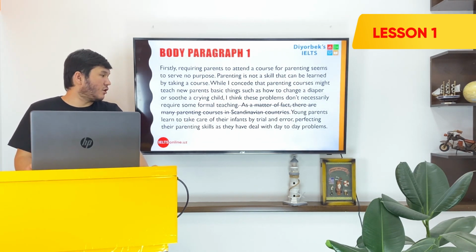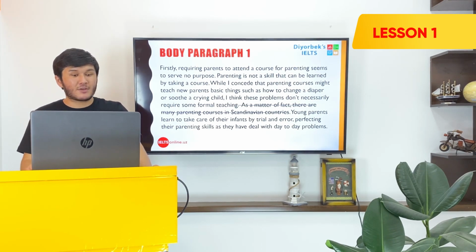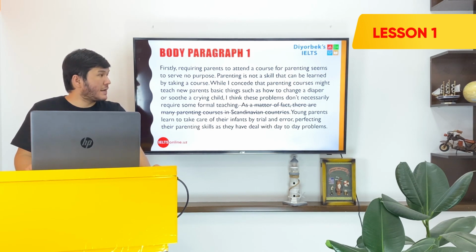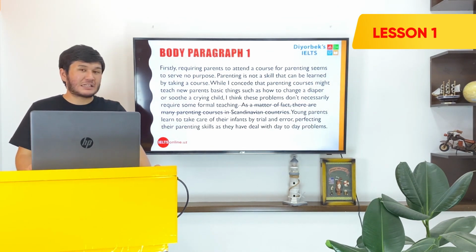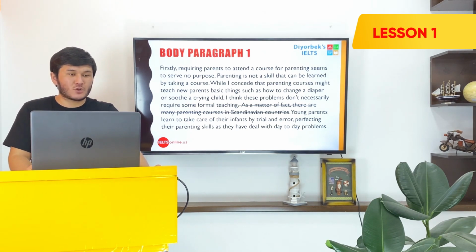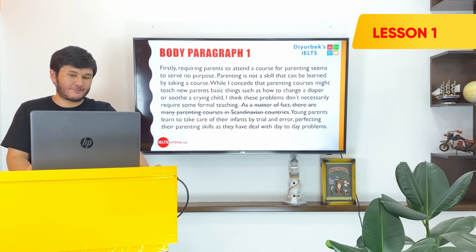Young parents learn to take care of their infants by trial and error, perfecting their parenting skills as they have to deal with day-to-day problems. So now I have no irrelevant idea in this paragraph. I have a clear topic sentence with well-supported, well-extended ideas. So I have only one main idea in this paragraph.